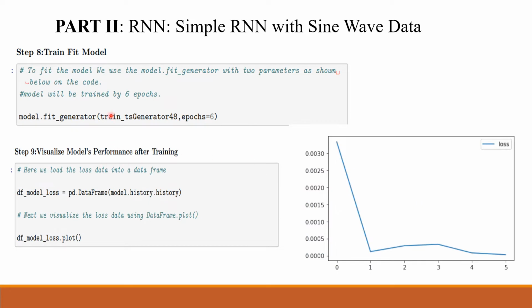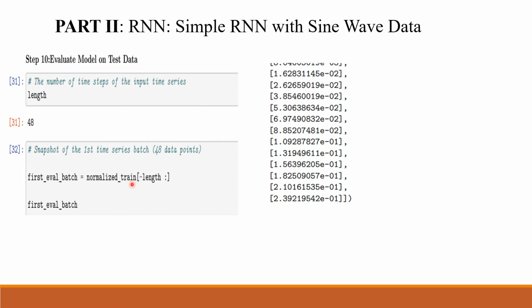In this step, I trained and fit the model, and I used the model fit generator to do that. The model will be trained using 6 epochs. This was the visual after the whole process, and we can see a significant drop over here, a slight rise, then some steadiness over here, a slight decline, then a bit of steadiness on this other end. The next step was evaluating the model on the test data.